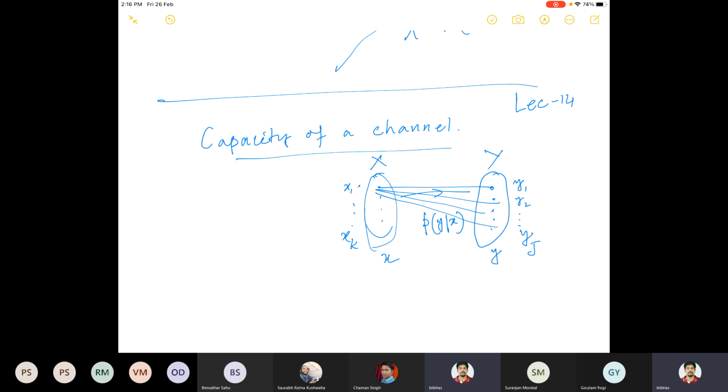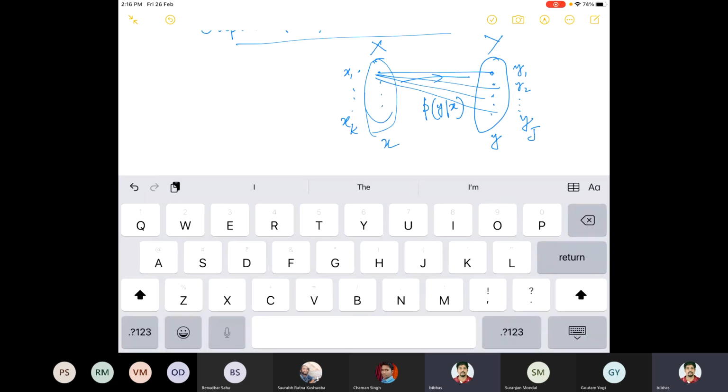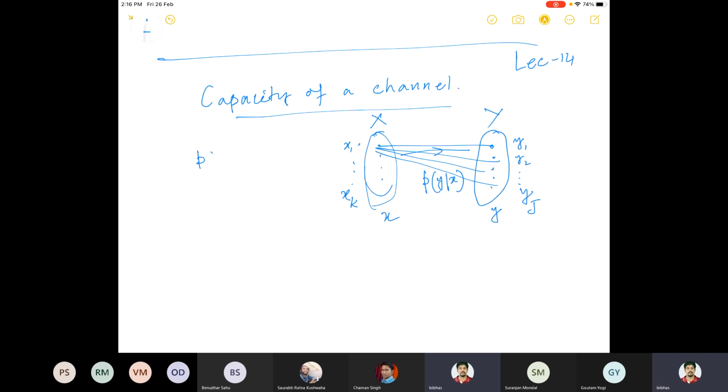And there is a probability associated with x1, x2, xk, which is the probability associated with the random variable capital X. So we have p(x1), dot dot dot, p(xk). Essentially, this is a vector, which you can call a probability vector. If this is known to you, p(x1) through p(xk), and all these conditional probabilities, then of course we have the probability distribution on the output random variable, which is p(y1), p(y2), dot dot dot p(yj).